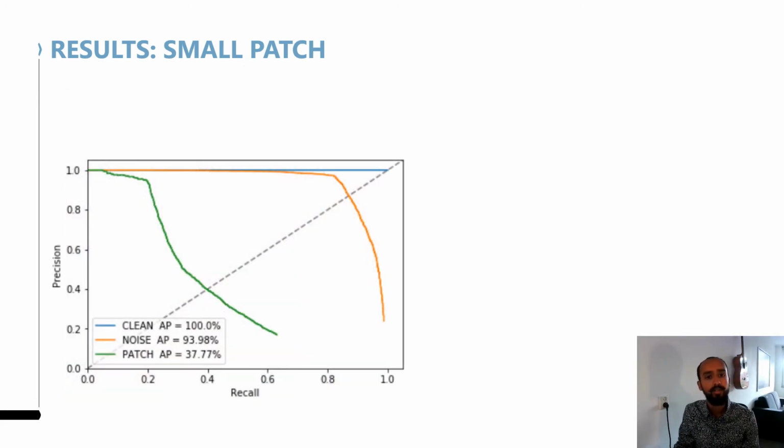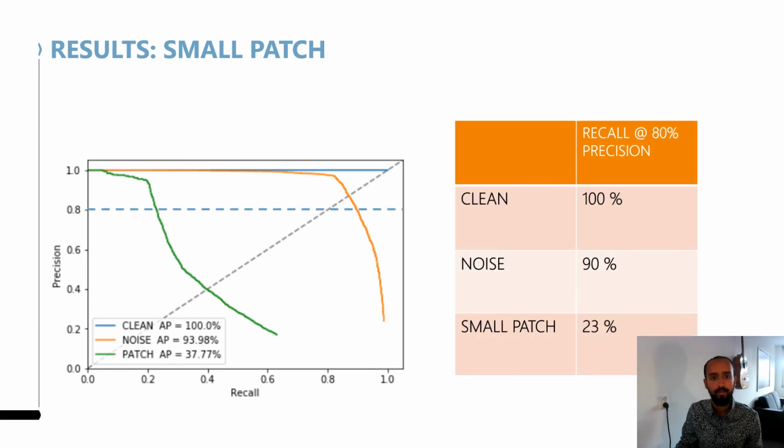Here you can see the quantitative evaluation of the small patch. The small patch achieves a big decrease compared to the noise patch, namely from 94% average precision to 37% average precision. For the precision value of 80%, almost all of the airplanes are detected with the baseline noise patch and only 23% of the airplanes are detected with the small patch. This is a large decrease of 67%. This really shows that the patches do more than just occluding a small part of the object.